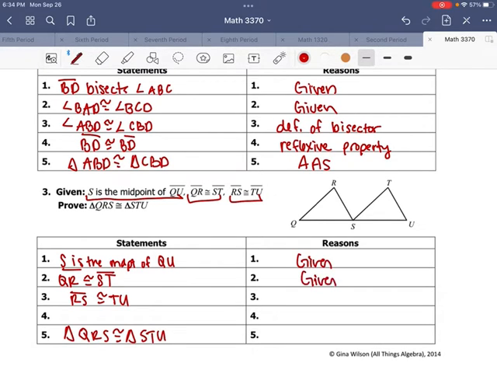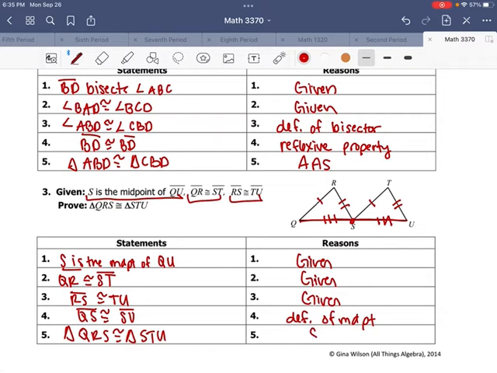And let me mark them. I'll come back to the midpoint one. QR is congruent to ST. RS is congruent to TU. So that was given. Then it says S is the midpoint of QU. If S is the midpoint of QU, that means that this side is congruent to this side. So I need to write that down. QS is congruent to SU because of the midpoint. So definition of a midpoint. So the triangles are congruent by SSS.